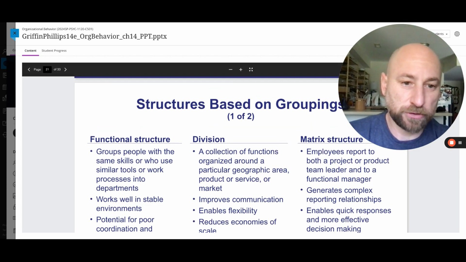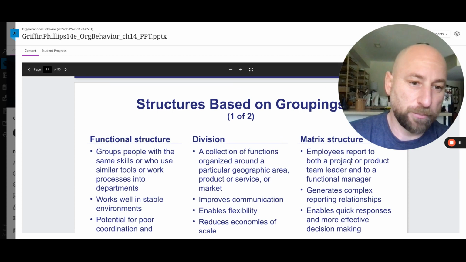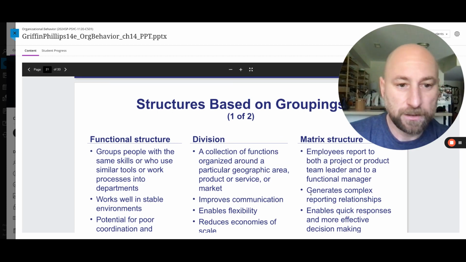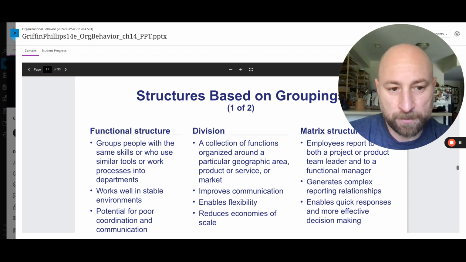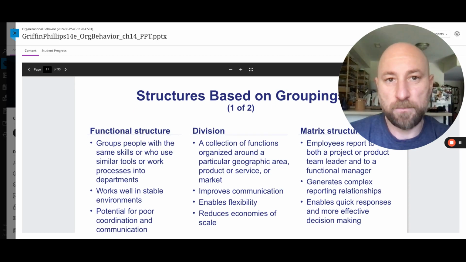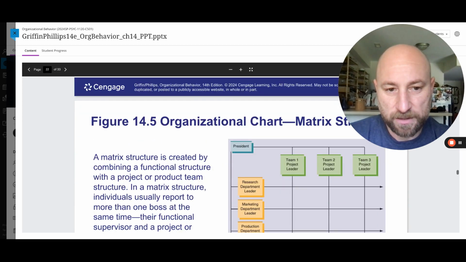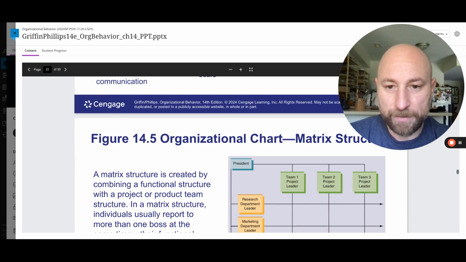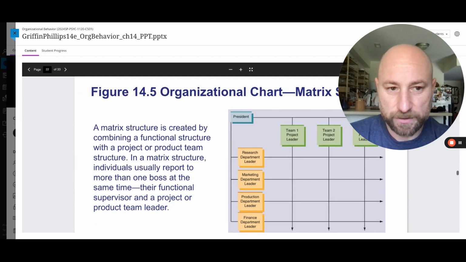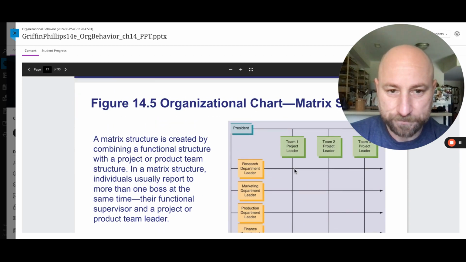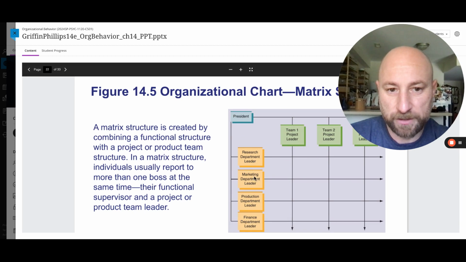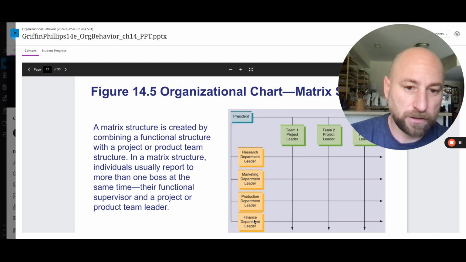Or you could have a matrix structure, where employees report to both a project or project team leader and to a functional manager. Generates complex reporting relationships, enables quick responsiveness, and more effective decision making. So this is an org chart for a matrix structure, so we can see it visually. You've got the president, and under the president, you've got 3 team leaders, as well as a research department leader, a marketing leader, production leader, and a finance leader.